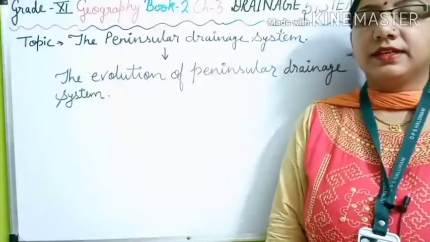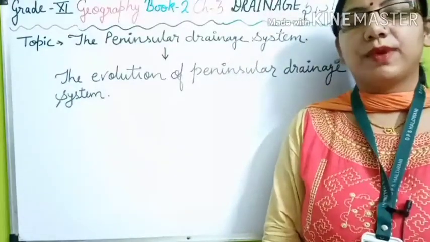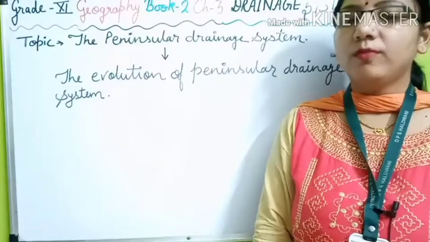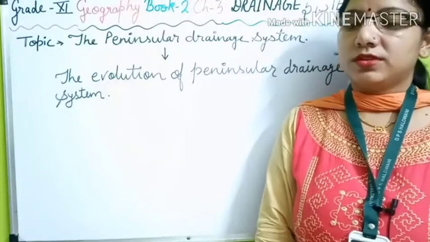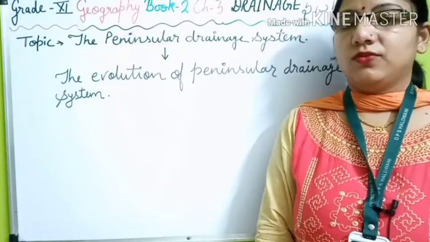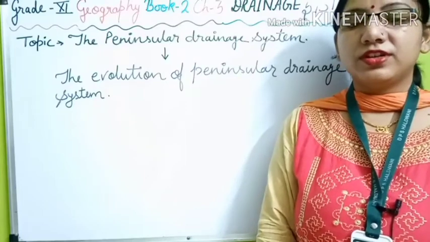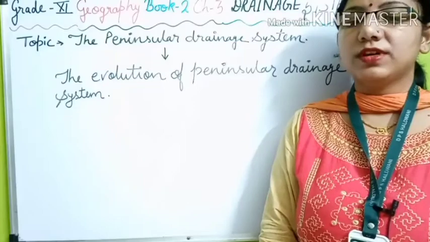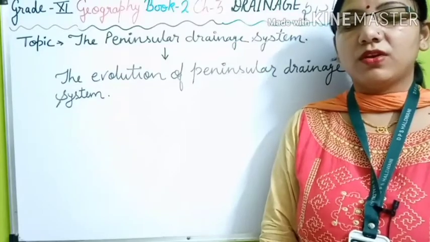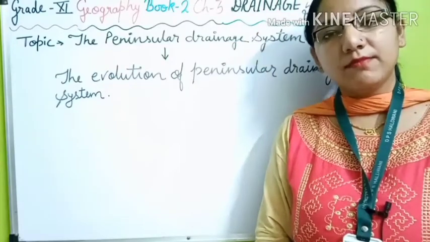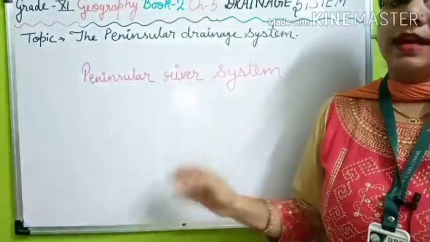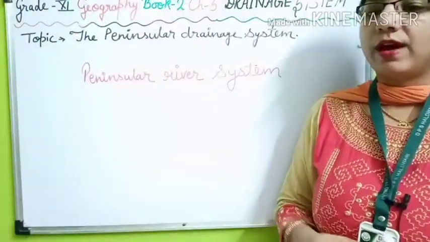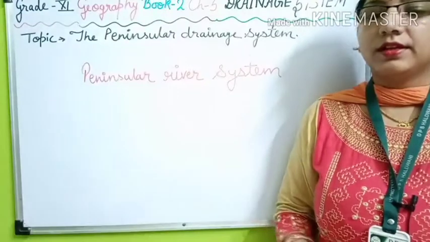And number 3, slight tilting of the peninsular block from northwest to southeast direction, which gave orientation to the entire drainage system towards the Bay of Bengal during the same period. Now let's see how the system of peninsular rivers works.